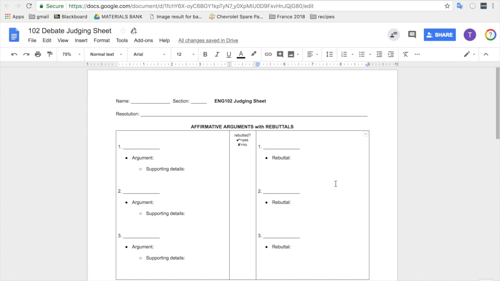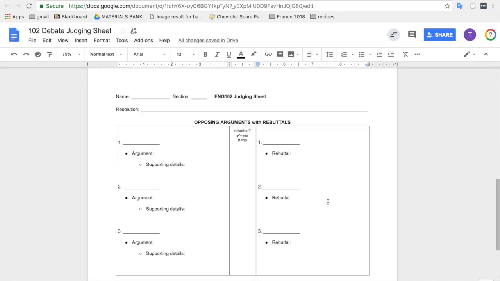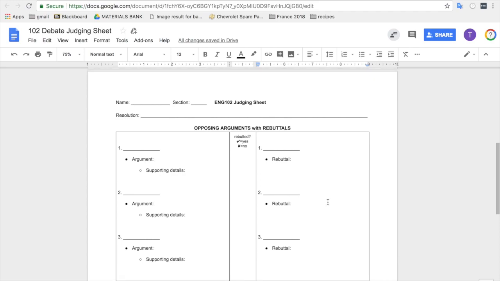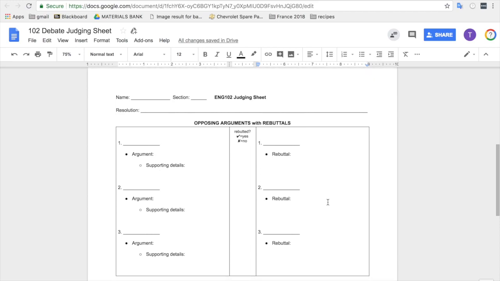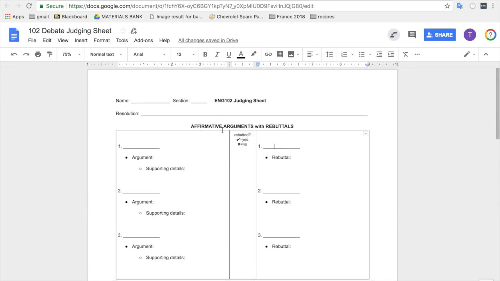So at the end of the debate, you and your partner should have 2 completed judging sheets. So the best thing to do would be to take a picture of your friend's judging sheet so that you have both the affirmative and the opposing. And then you can take this home with you, and then it's time to write the debate analysis.